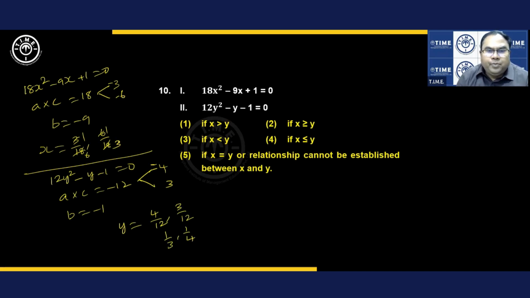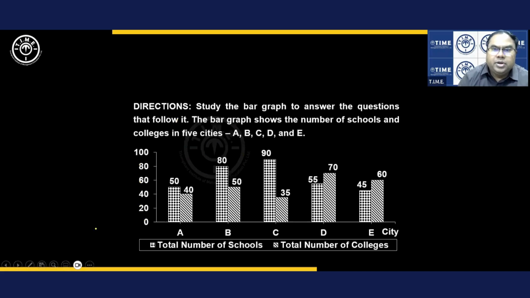So what happens here? 1 by 3 is equal and 1 by 3 is greater than 1 by 4. 1 by 6 is less than 1 by 3. One is greater, another is less. Relationship cannot be established. So choice 5 should be your answer, right?